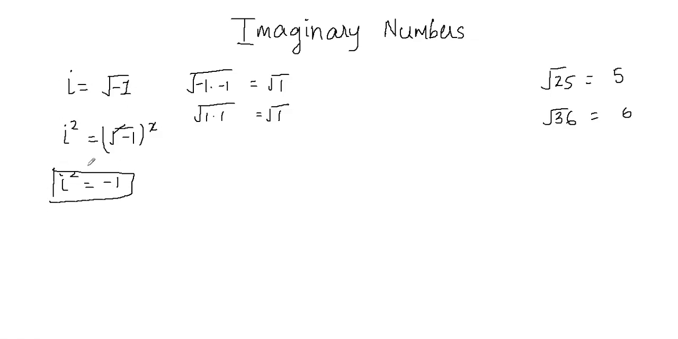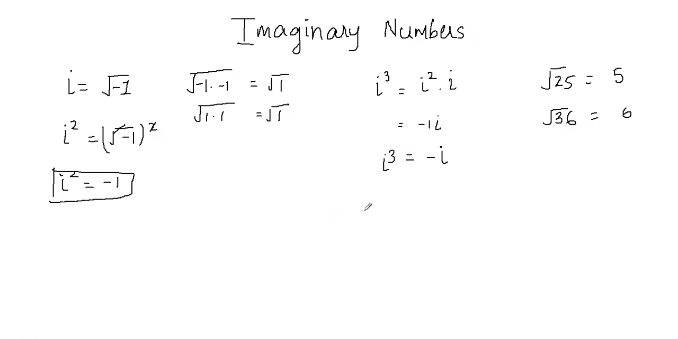Now let's find the value of i cubed. If I have to find the value of i to the third, I can write i to the third as i squared times i. And we already know the value of i squared. i squared is -1, so I can substitute -1 for i squared, and we have i along with it. -1 times i is going to be -i. So now I know that i to the third is equal to -i.